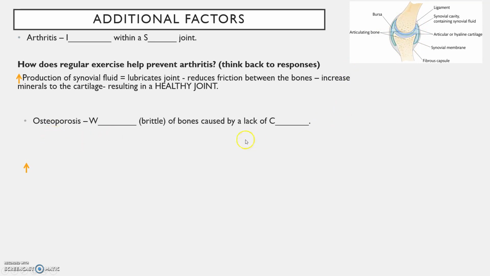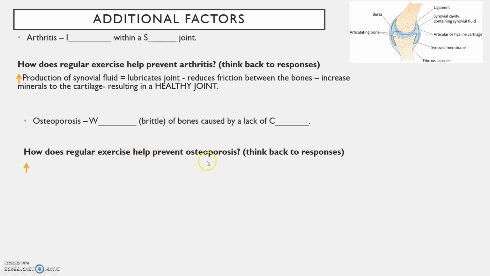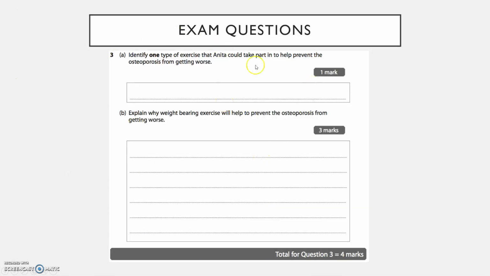Osteoporosis. Fill in the gap, see if you can do that for me. How does regular exercise help prevent osteoporosis? So up here, it's the weakening of bones caused by a lack of calcium. That's what osteoporosis is. A lot of older people get osteoporosis, so be aware of that. How does regular exercise help prevent osteoporosis? Think back to your responses again. Mineral uptake, so more calcium because of mineral uptake. More dense, stronger bones, that's going to reduce the risk of injury. So pause this and give that a go, then we'll go through the answers in a minute.